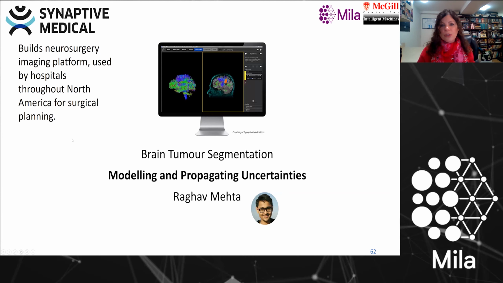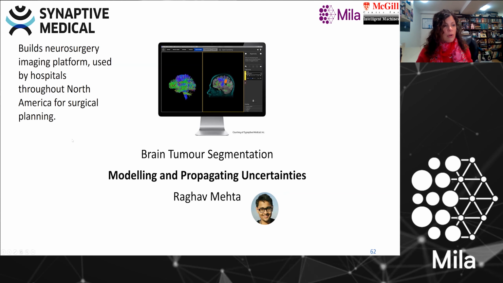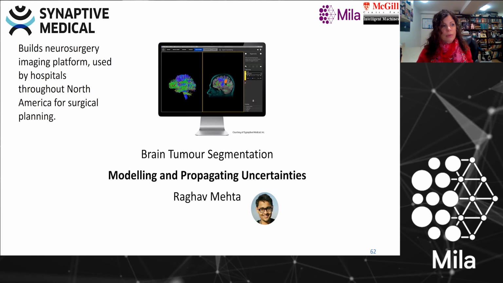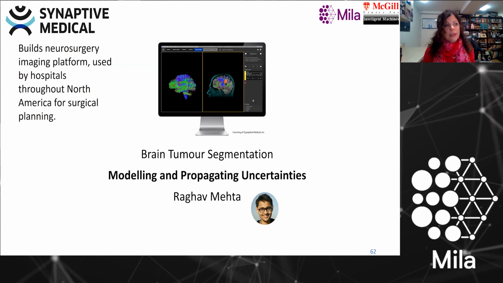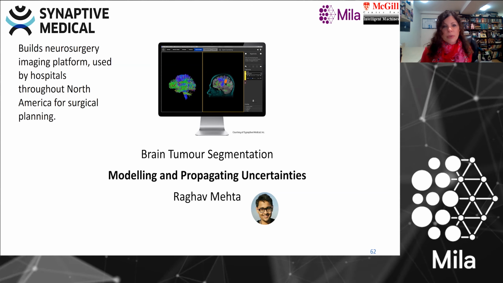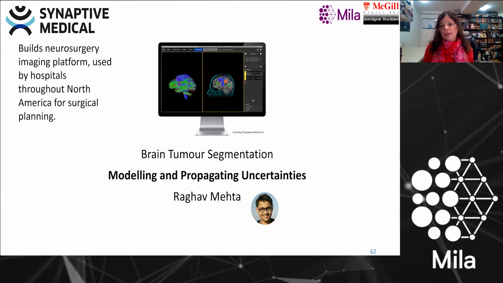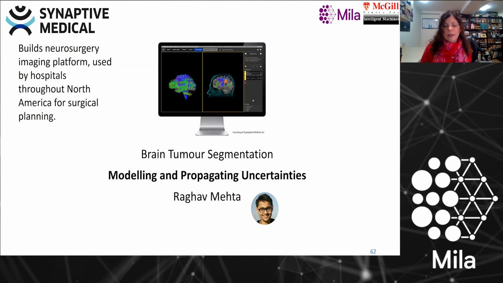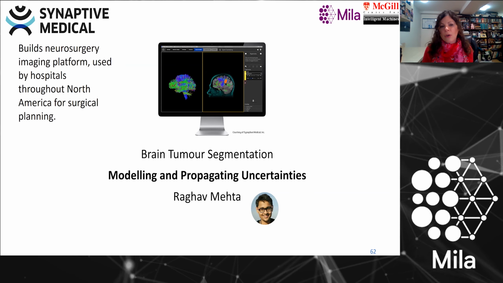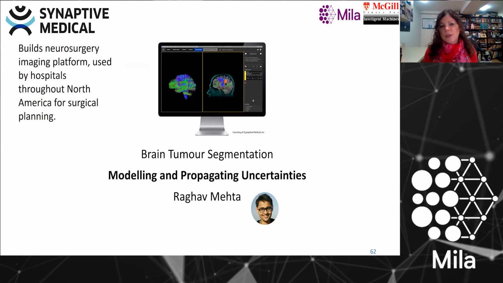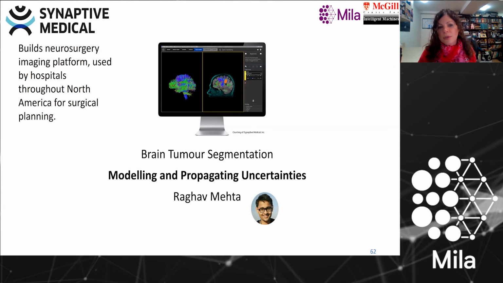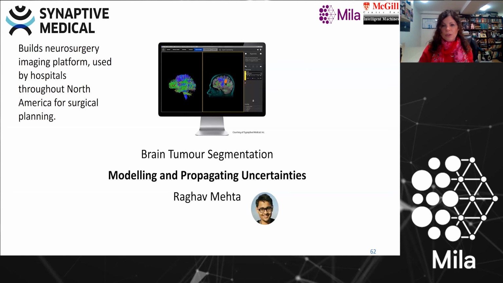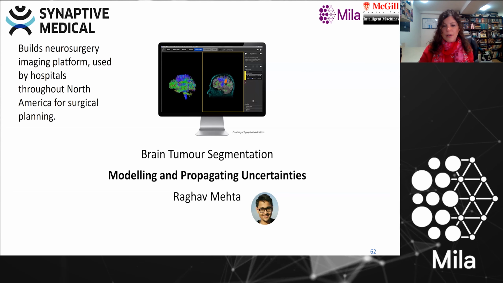So now I'm going to hand over the platform to Raghav, a PhD student in our group, who will talk about brain tumor segmentation, modeling and propagating uncertainties in deep learning models. This is in collaboration with Synaptive Medical. Synaptive Medical is a Canadian company based in Toronto, which builds neurosurgical imaging platforms used by hospitals throughout North America for surgical planning. So over to you, Raghav.